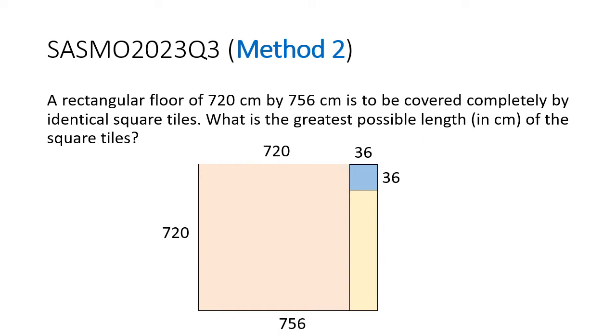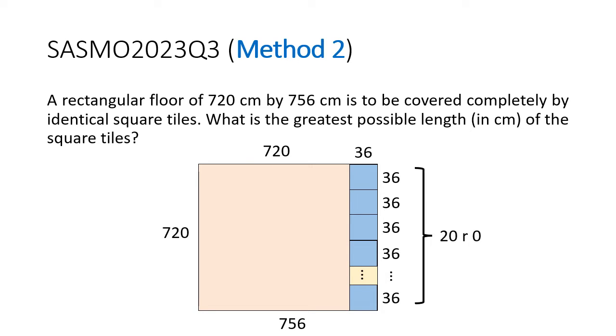How many of such squares can I fit? Well, very nicely, I can fit 20 such 36 by 36 squares along the remaining gap. And that tells me that 36 divides 720 exactly, meaning that this giant square 720 by 720, I can also tile it with 36 by 36 squares, meaning that the largest possible length that works is actually 36.